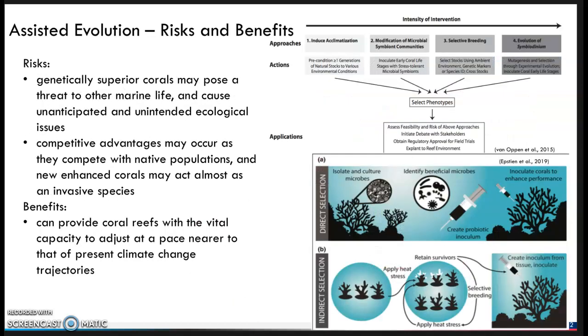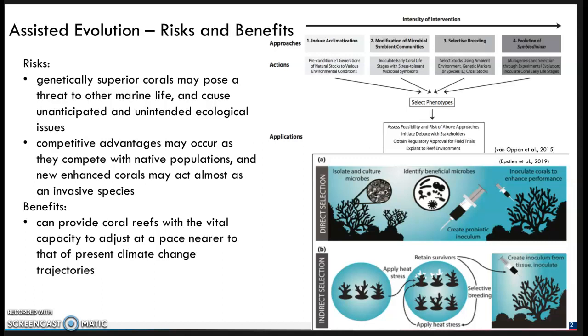So, kind of looking at a couple of risks and benefits associated with assisted evolution. There are several risks, as genetically superior corals may pose a threat to other marine life and cause unanticipated and unintended ecological issues. Essentially, if we start genetically modifying one organism, they may have too strong of an advantage over another and almost act as an invasive species, kind of create a negative cascading effect into other parts of the ecosystem. However, the benefit is that it can provide coral reefs with the vital capacity to adjust at a pace nearer to that of present climate change trajectories.